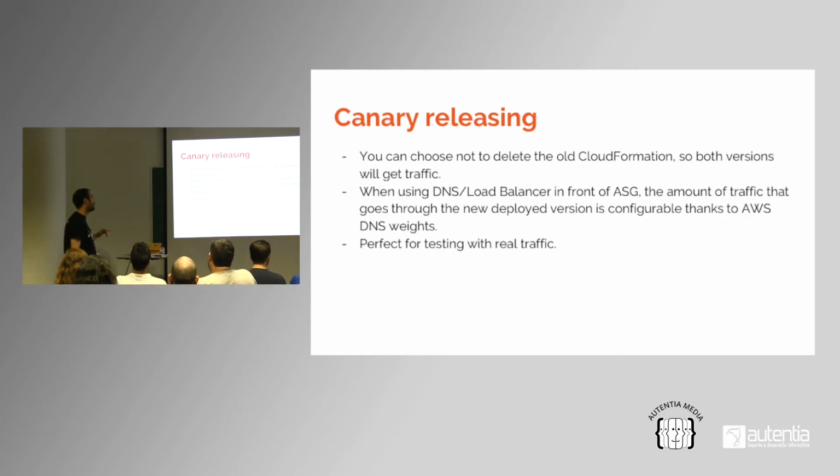So you can have canary releasing. And this is implemented using the Amazon weighted DNS. So you assign different weights to different DNSs that point to the same domain name. So you can have two domains with the same name, like myapplication.armesto.net, but they are pointing to different load balancers with different weights. So every time you hit that DNS, depending on the weight, you go to one CloudFormation or another. So you can test your application with real traffic.